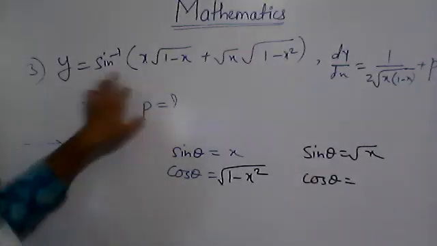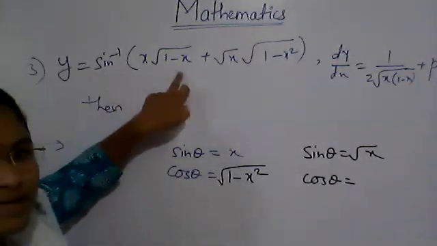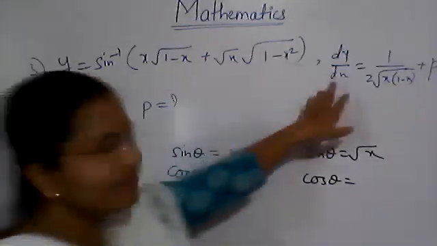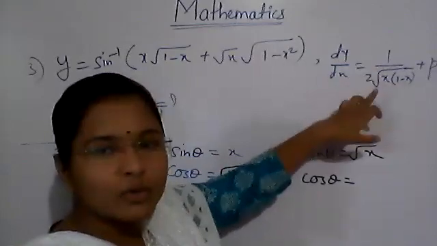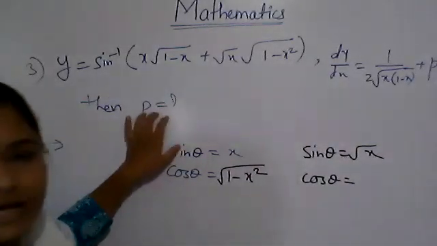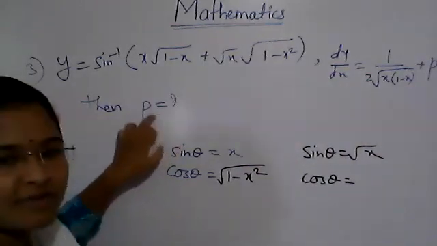We have y equals sine inverse of x root 1 minus x plus root x root 1 minus x square, and dy by dx is 1 upon 2 root x(1 minus x) plus p. We have to find the expression for p.